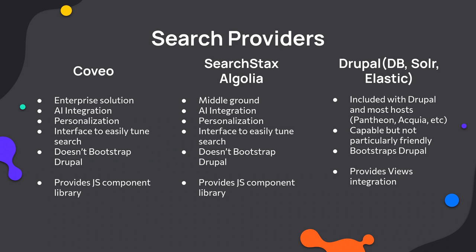And when you're using a provider that's not Drupal, you're not bootstrapping Drupal at all for search results, which means you're getting a really fast response. Because even when we're decoupling with Drupal, which we'll look at later, you're still bootstrapping Drupal to get your JSON API response. Whereas these other providers like Coveo and SearchStax and Algolia just have an API that's specific to search performance and search responding to search queries.